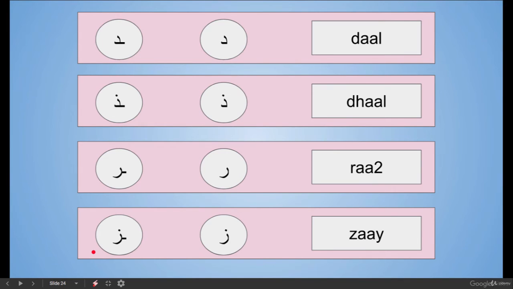Now we have discussed the letters dal, dhal, ra, and zay, so we will be able to recognize them whenever we see them in any word in Arabic. Let's do the quiz and make sure that we can identify these letters very well.